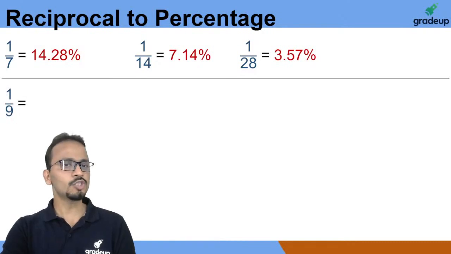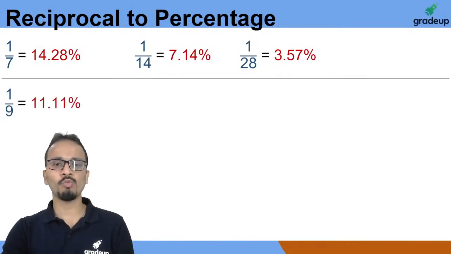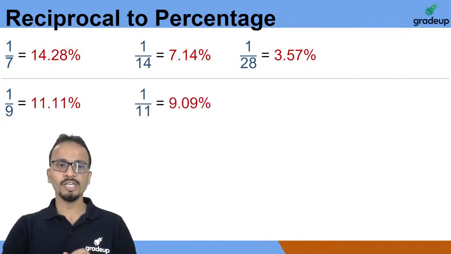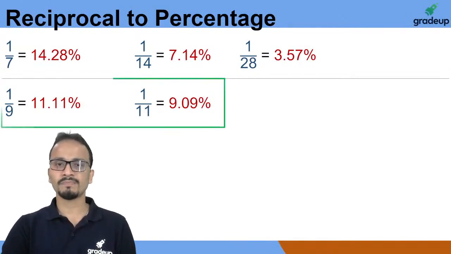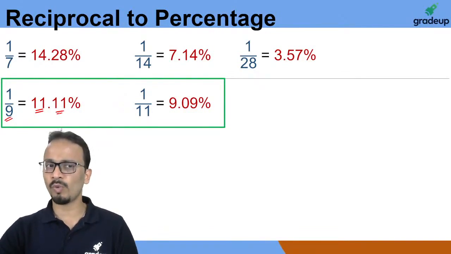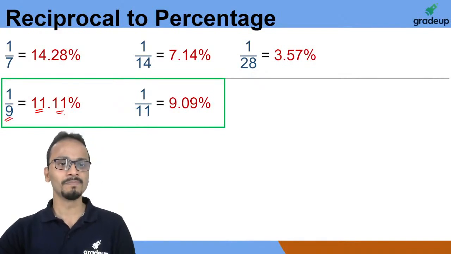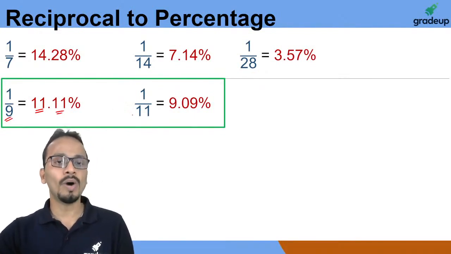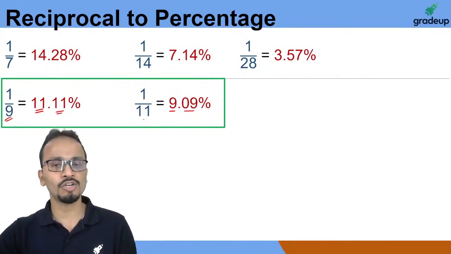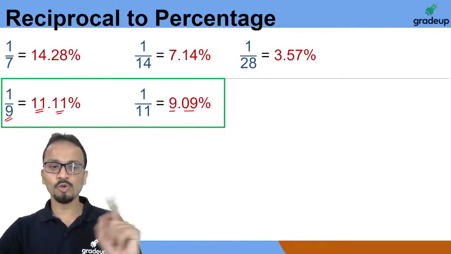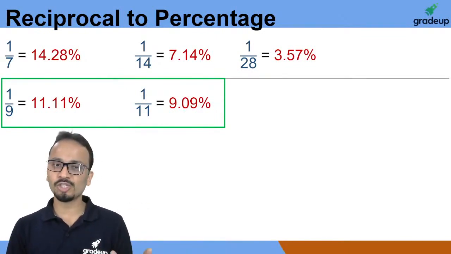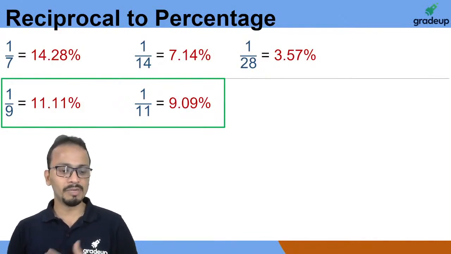Next, 1 by 9. 1 by 9 is 11.11, and you can remember 1 by 9 and 1 by 11 as a pair. 1 by 9 is 11.11, 1 by 11 is 9.09. So in the fraction of 9, I'm using 11, and in the fraction of 11, I'm using 9. There is no logical connection between these two, but value wise, I'm establishing a relation between them.